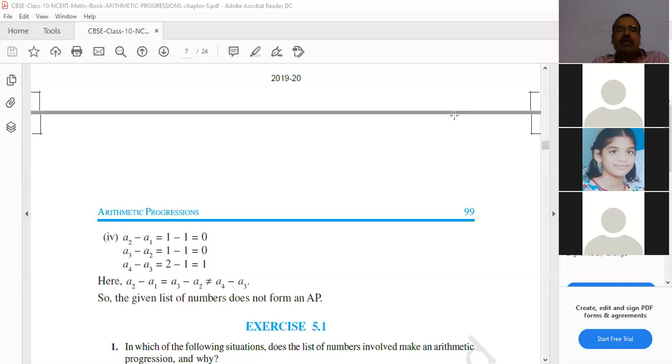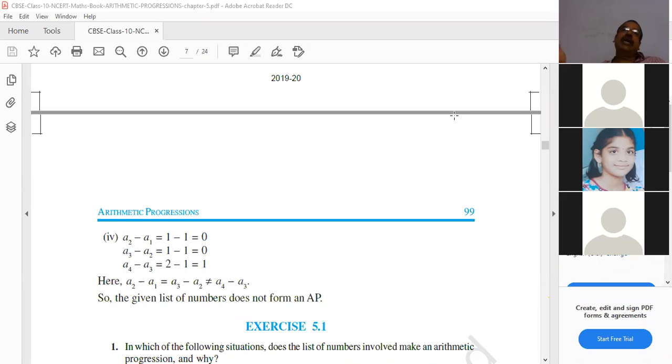That is d. Suppose the series is a_1, a_2, a_3 and so on up to a_n. a_1 means the first term, a_2 the second term, a_3 the third term. Like this, the series has n number of terms, that is a_n. And next, d equals a_2 minus a_1, a_3 minus a_2, up to a_n minus a_(n-1). And next, the general form of an AP is a, a plus d, a plus 2d, a plus 3d, and so on.